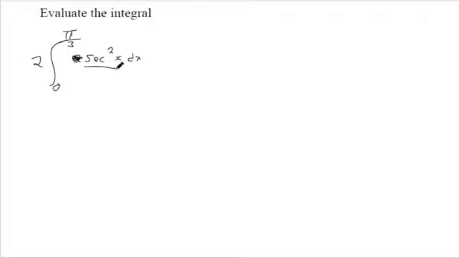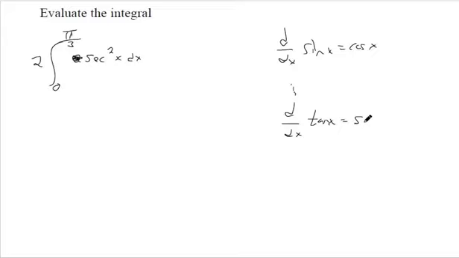And now this part, if you're not sure what to do, if it's a trig function, you want to look at a table of derivatives. Okay? The derivative of sine is cosine. Okay, you want to look at that table. So if you go further down in that table, the derivative of tangent is secant squared.